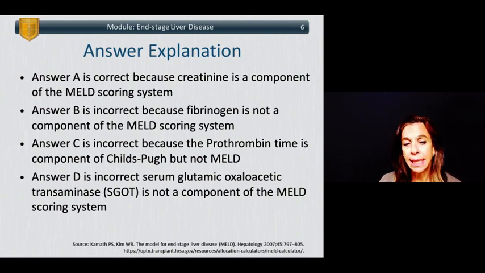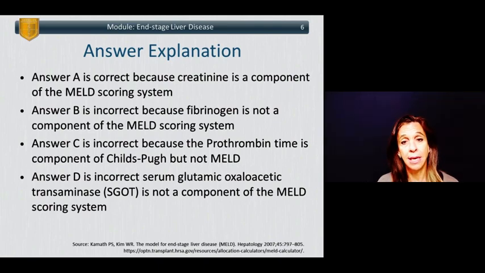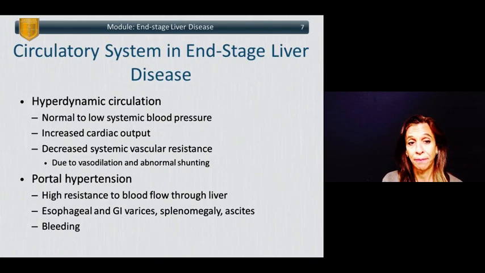Answer C is incorrect. It's a little bit of a tricky question because the prothrombin time is a component of the Child-Pugh, but the INR is a component of the MELD. Answer D is incorrect because serum glutamic oxaloacetic transaminase is not a component of the MELD scoring system. And in fact, SGOT is an old terminology that is not used anymore.